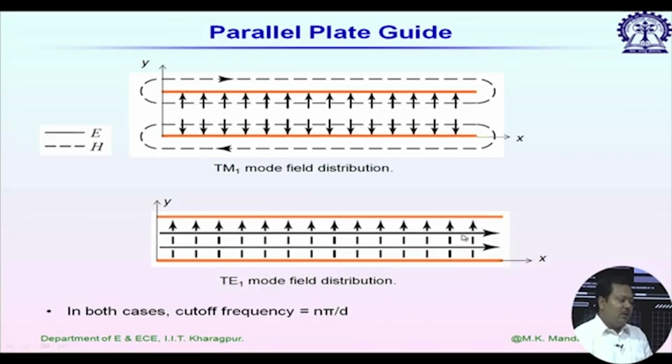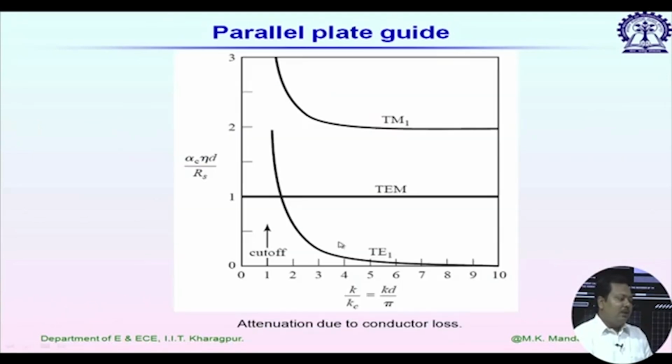central plane. Now, if I compare these two scenarios, can you predict in which case alpha c, the attenuation due to the conductor, will be higher? So, in the first one, the transverse magnetic case, since the electric field has maximum on the conductor plane, it will induce maximum surface current. So, it is associated with higher loss, because in the second case the electric field maximum value is on the central plane.